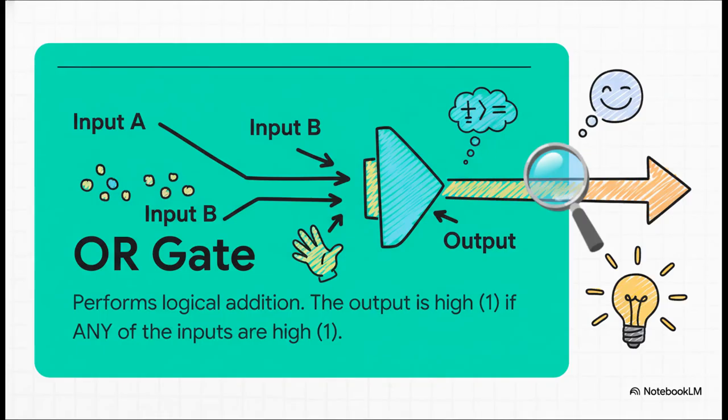Now let's meet the OR gate, which is, well, a lot more chill. It also takes 2 inputs, but it's happy to give you a 1 if either input A or input B is a 1. Its rule is just way simpler. It only needs one of its inputs to be on to give you a yes.